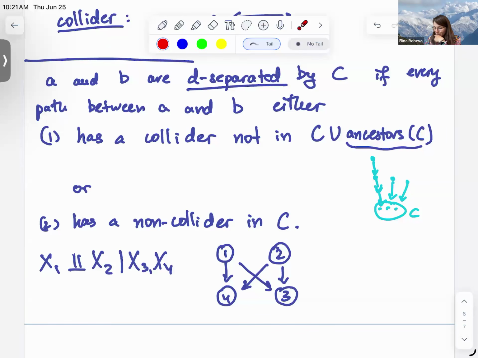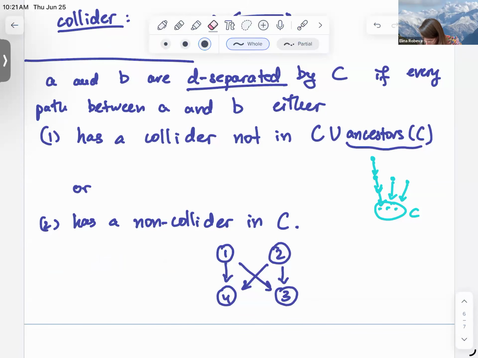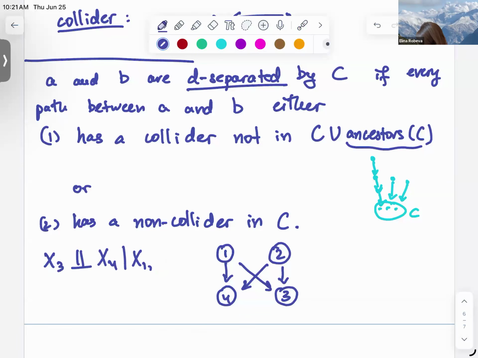So there are two paths. Sorry, I'm saying something completely wrong. Ignore this. It was the other way. X3 is independent of x4 given x1 and x2. Sorry, the other one was totally wrong. Okay, so the brother and the sister were independent given the parents. And let's look at the paths from 3 to 4, right? So this path and this path.